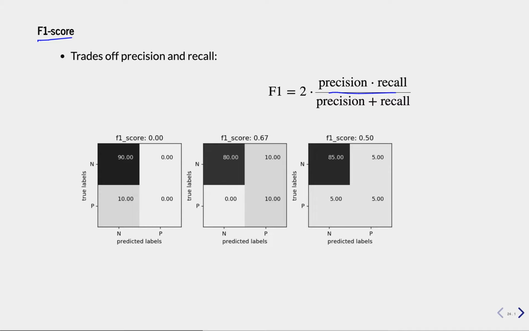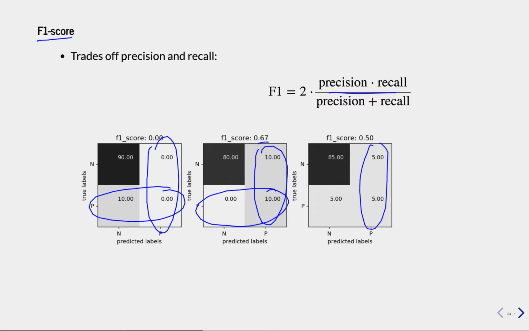So here we had 0 precision and 0 recall. So again, the F score is 0. Here we had 50% precision and 100% recall, and today we end up with about 0.66. And here we had 50% precision and 50% recall, and so our F-score is also again 0.5.